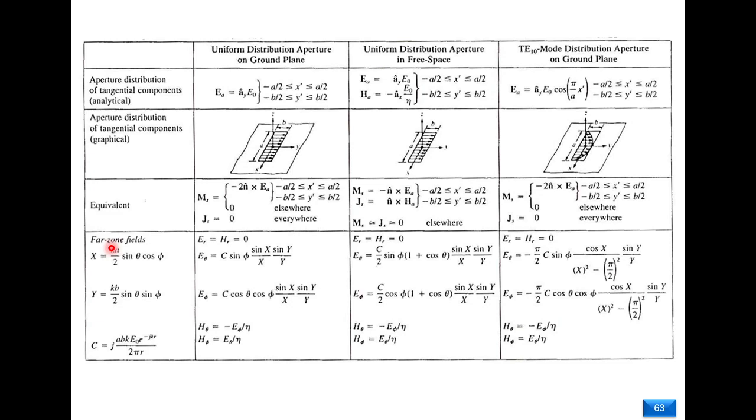And here we have some comparison. Okay, so here we have a comparison between the three different cases that we studied so far. Uniform distribution with ground plane: this is the field distribution. Uniform distribution without ground plane: this is the expression. We have an electric field, we also have a uniform distribution, and we have a magnetic field as well.